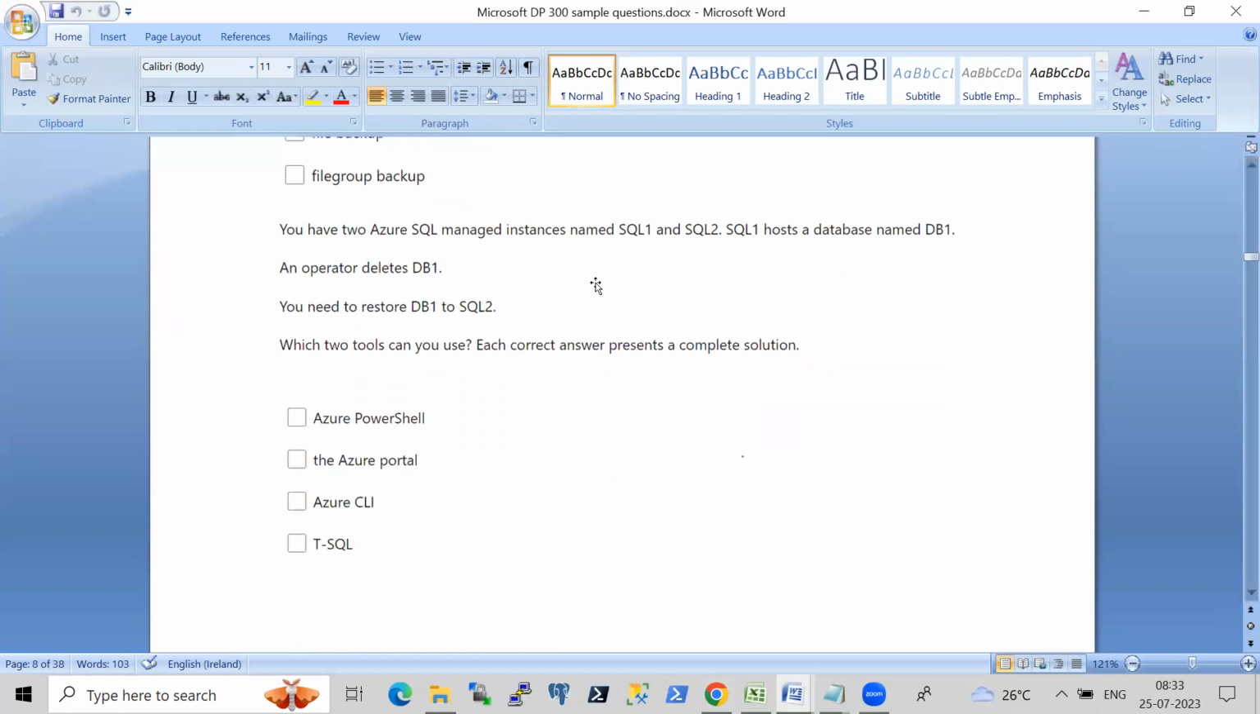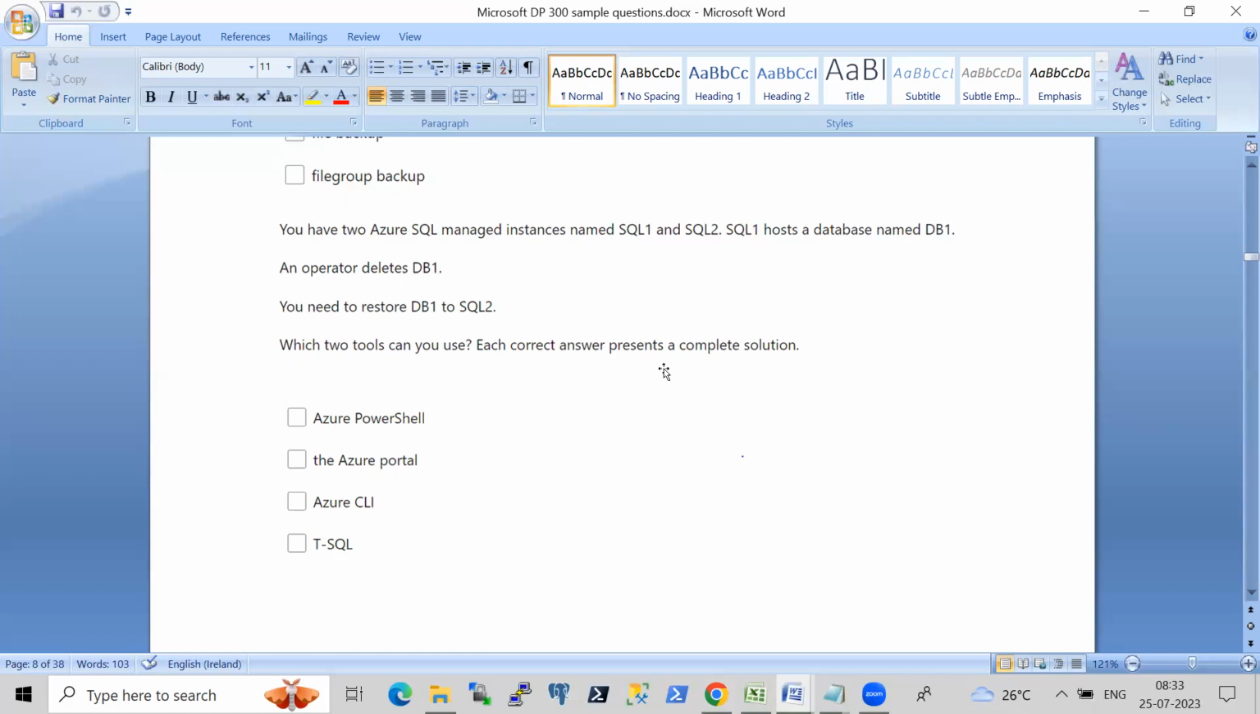Okay, the next question is on managed instance. We have two instances, SQL1 managed instance and SQL2 MI. SQL1 hosts the database named DB1. Someone has deleted that database. An operator deletes DB1. You need to restore DB1 to SQL2. Which tools will you make use of to perform this?